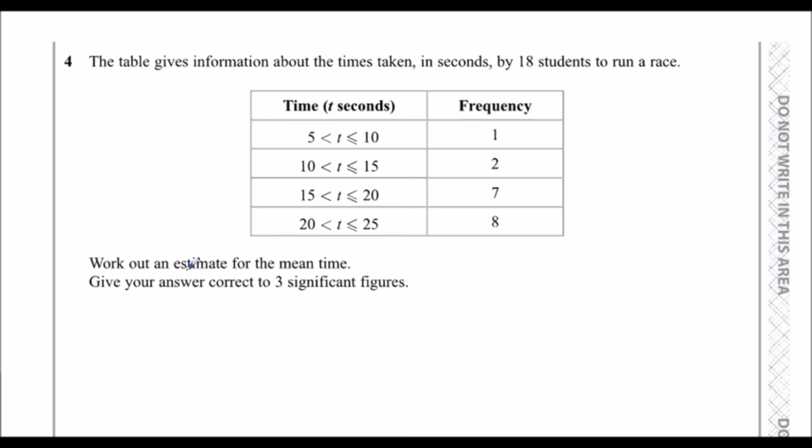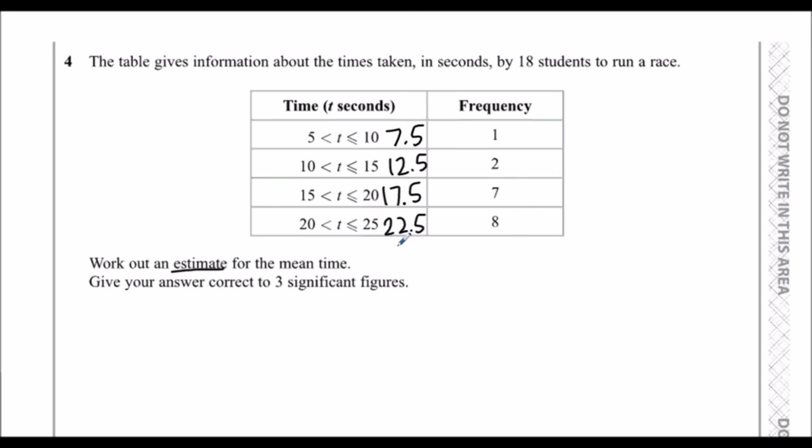So as an estimate, we use the midpoint of the group. So we're going to say one student took 7.5 seconds. We've got 2 lots of 12.5 seconds. 7 students taking 17.5 seconds. And 8 students taking 22.5 seconds. It's just an estimate. It can't be accurate because we don't know what these actual times are.